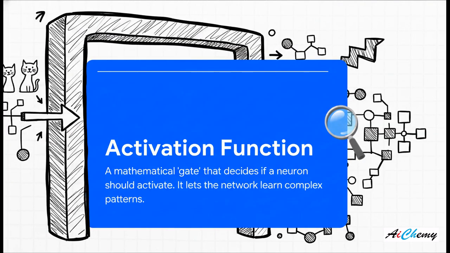So what makes a neuron actually fire? That's where something called an activation function comes in. It's basically a mathematical gatekeeper. The neuron gets all this input, and the activation function looks at the total and decides, yep, this is strong enough, let it through, or nope, not important, block it. This little gate is what allows the network to learn really complex, messy patterns, not just simple straight lines.